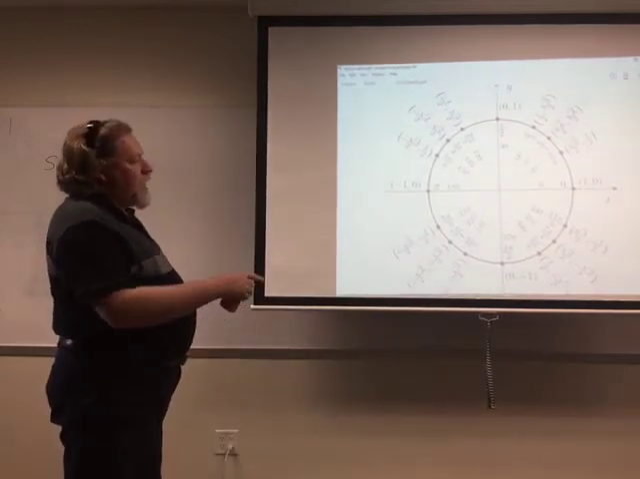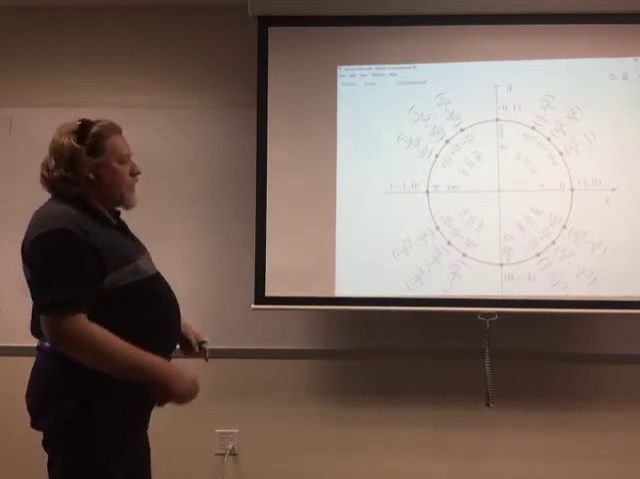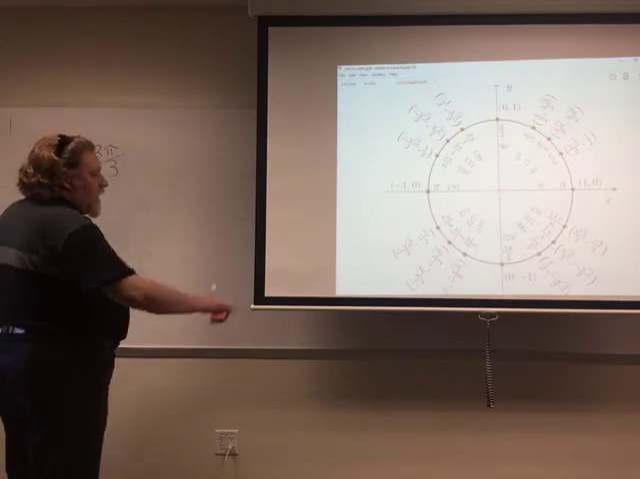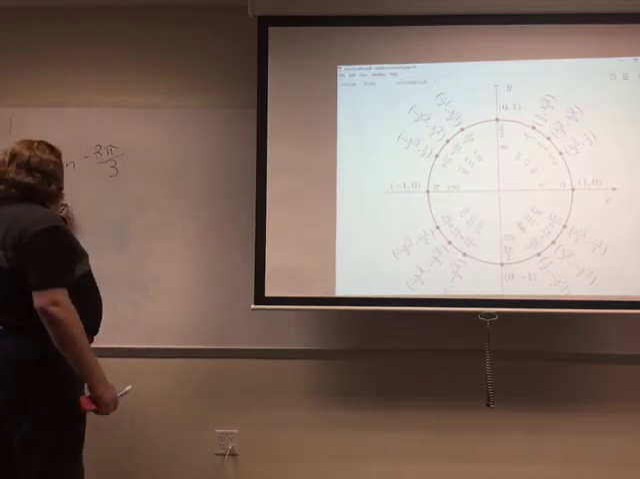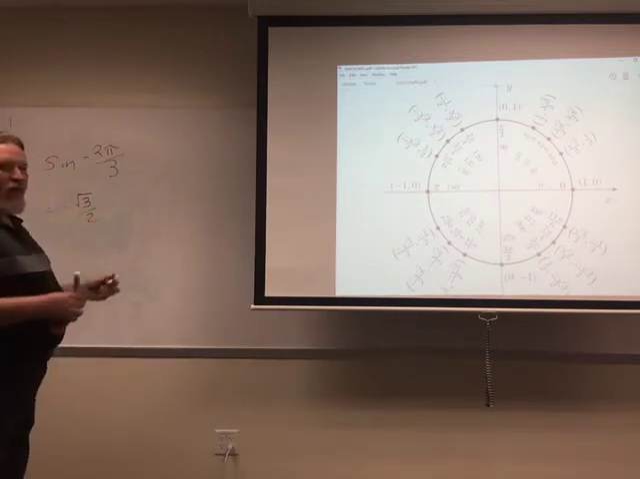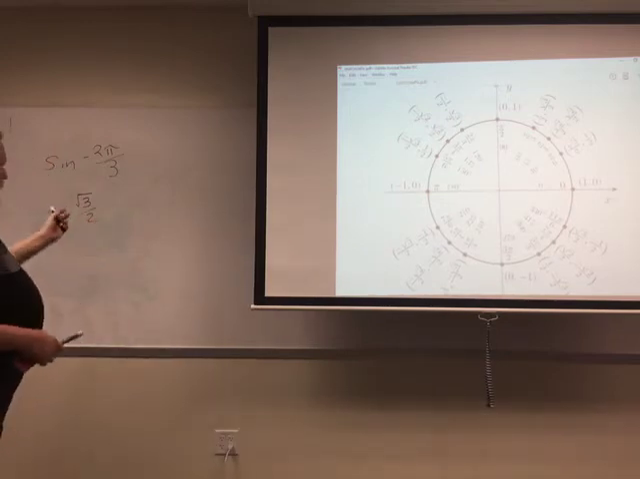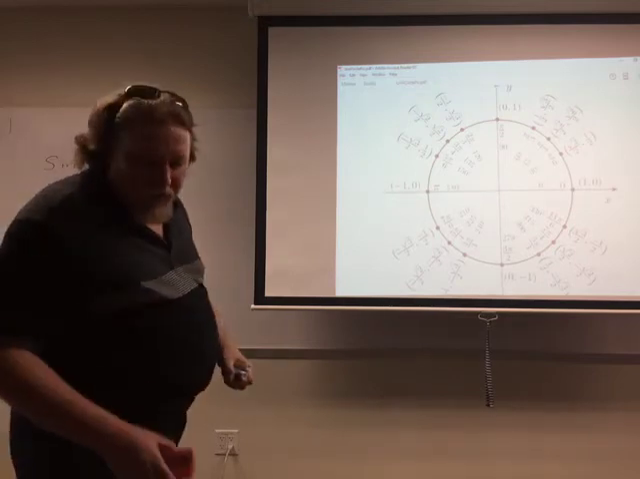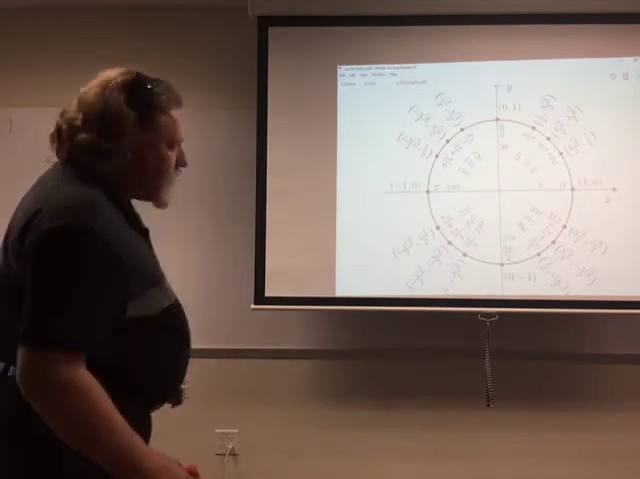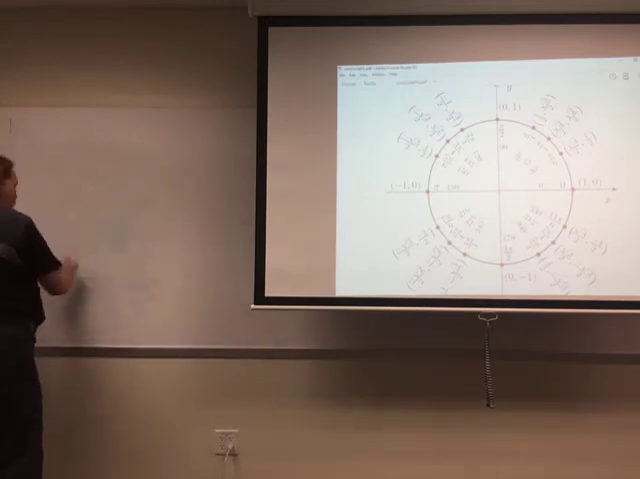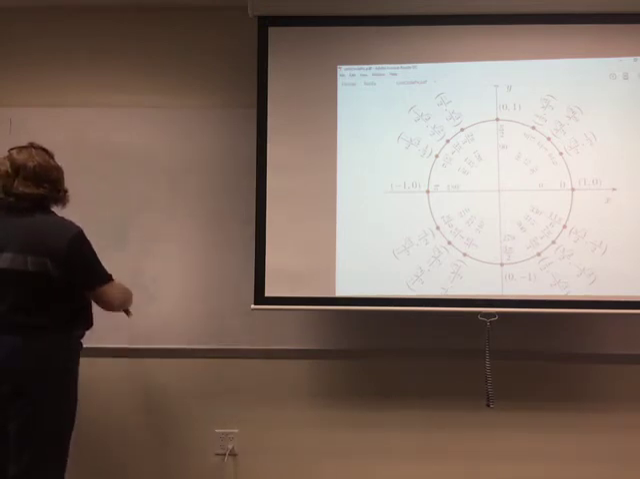And sine is y over radius. The radius of the unit circle is always 1. So the sine is y, which is -√3 over 2, divided by 1 is -√3 over 2. Let's do one more, and I'll show you a different way you can approach the same problem. We're going to do tangent of -15 pi over 4.